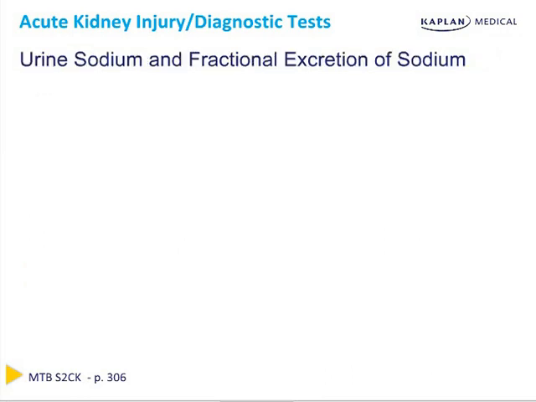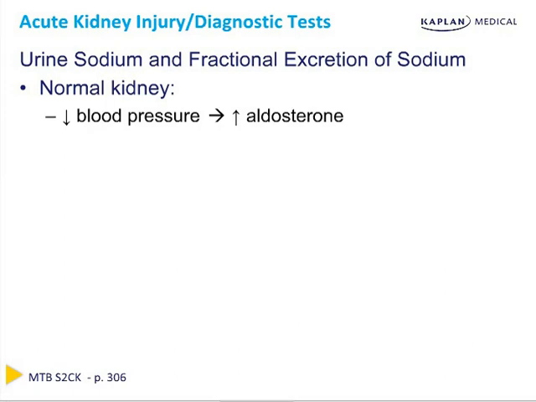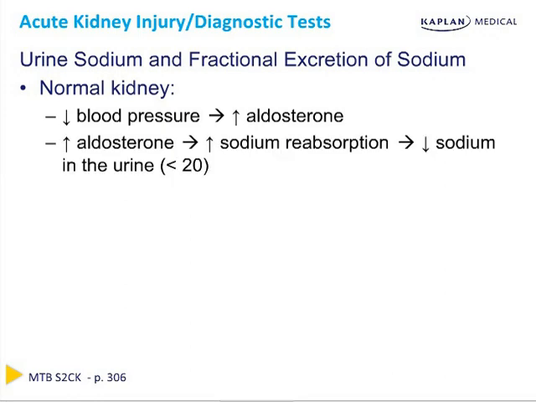Urine electrolytes are particularly helpful in determining when AKI is caused by a prerenal etiology. In normal kidneys, when the blood pressure drops, the normal response is to have increased aldosterone released from the adrenals. Aldosterone is a hormone that leads to increased sodium reabsorption in the distal part of the nephron, and when more sodium is reabsorbed, there's less sodium present in the urine. That's why when the kidneys themselves are functioning normally, and the problem is upstream of the kidney, like in prerenal AKI, there's going to be an appropriately low amount of sodium in the urine. So in prerenal AKI, the urine sodium should be less than 20.